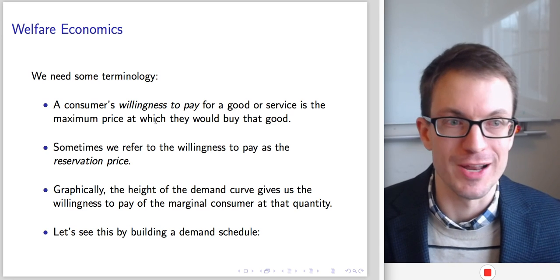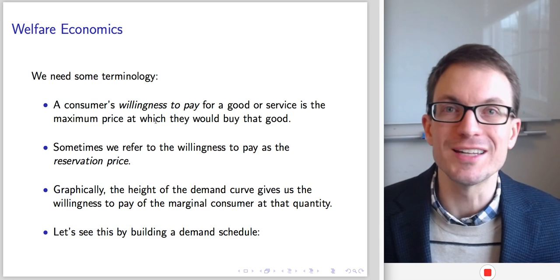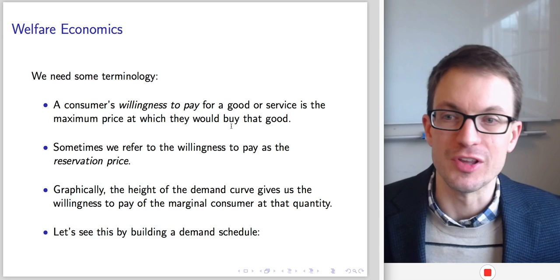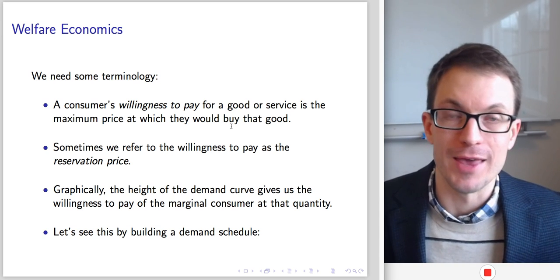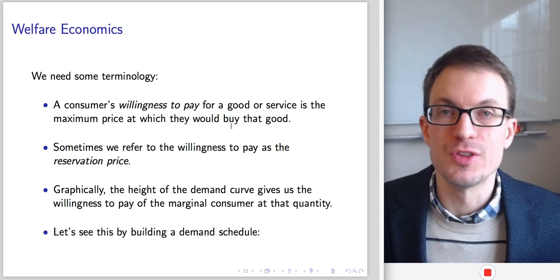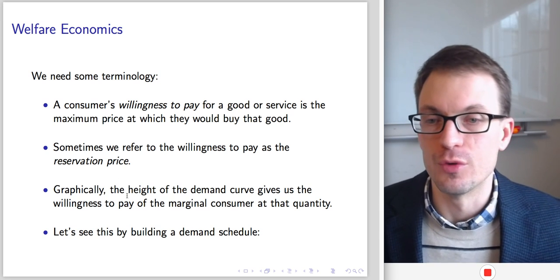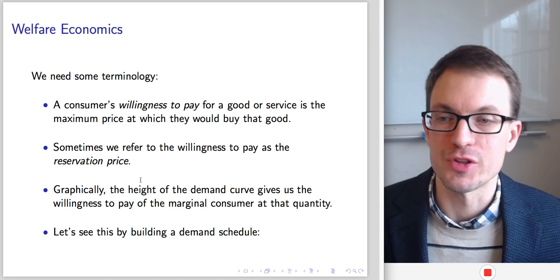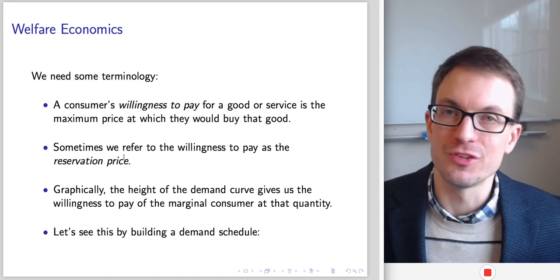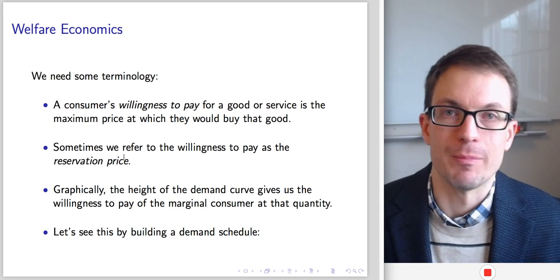Okay, so first some terminology. A consumer's willingness to pay for a good or service is the maximum price at which they're willing to buy that good. Sometimes we'll use the term reservation price to mean the same thing. So refer to willingness to pay as reservation price. All this means is this is the maximum price at which the consumer is going to buy the good.